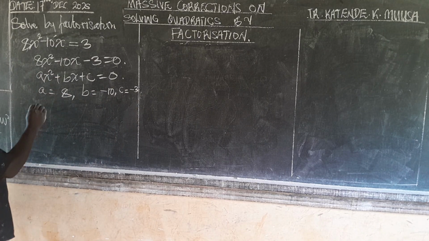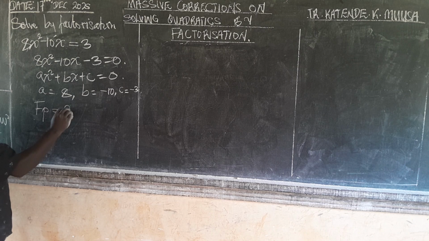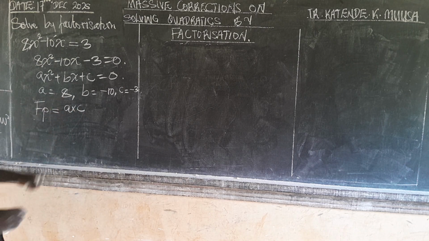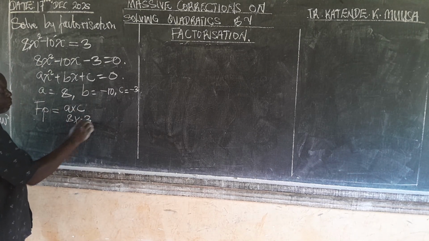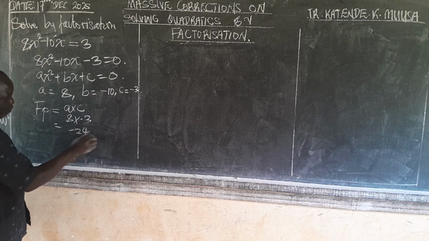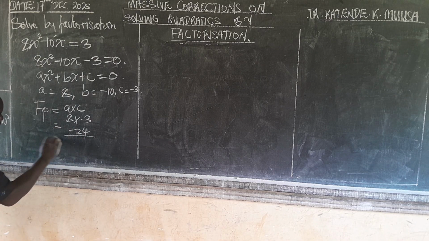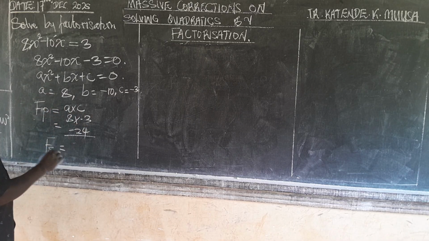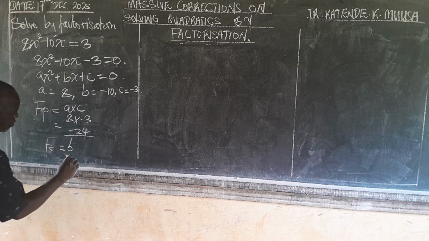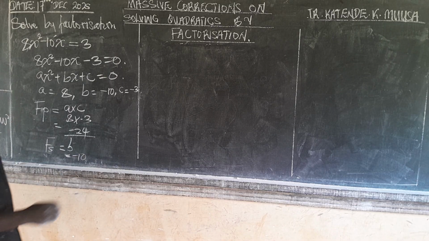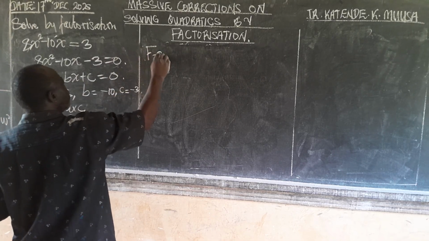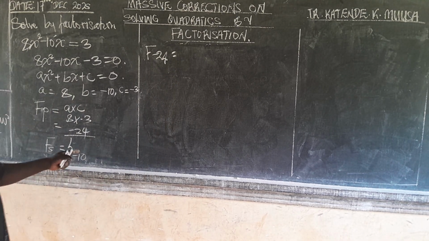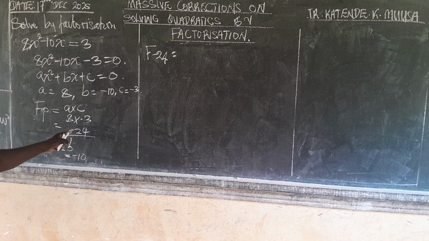Therefore, our factor product is going to be a times c. What is a? It is 8. What is c? Negative 3. The factor product is negative 24. Now we come to the factor sum. Our factor sum is b, and b is negative 10. Now we look for the factors of negative 24 that, when you add them, you get negative 10, and when you multiply them, you get negative 24.